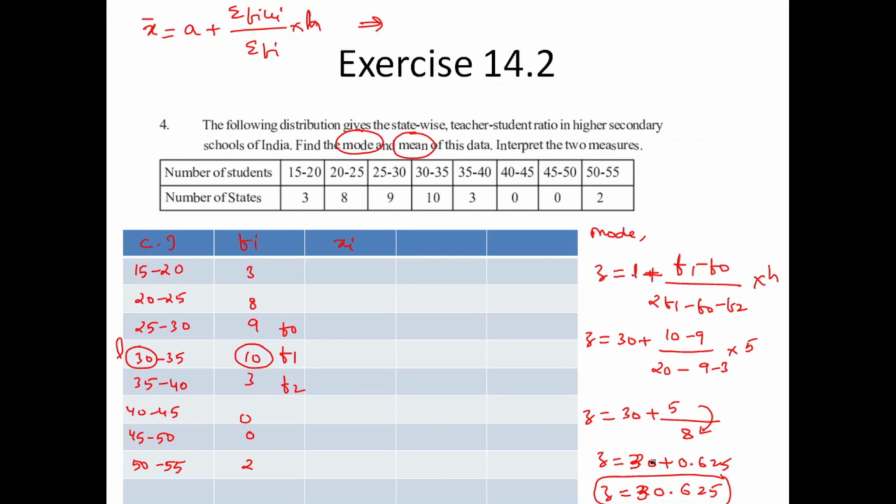So let's look at the mean value then. x_i is your middle value of the class intervals. So here it is 17.5, here it is 22.5, and here it is 27.5. This is 32.5. This comes to 37.5.